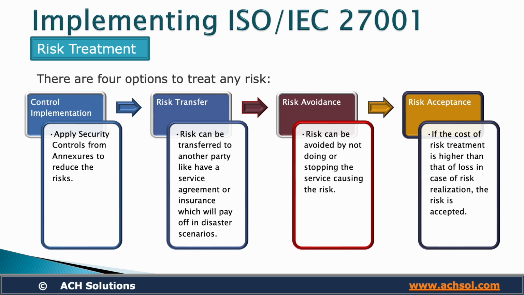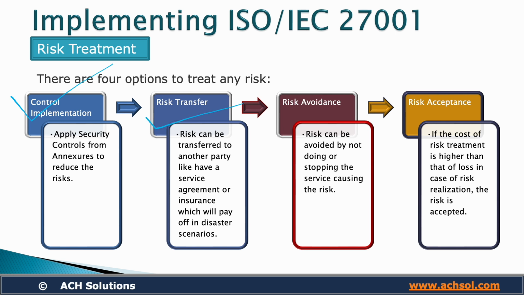So the first one is control implementation. This is the most common approach, where security controls are applied to reduce the risks. These controls can be selected from various frameworks, such as the ones mentioned in the annexures. We had a very detailed number of videos on what the annexures are and what security controls they suggest to implement. The goal is to mitigate the impact of a risk by putting security measures in place, thereby lowering its likelihood or severity.